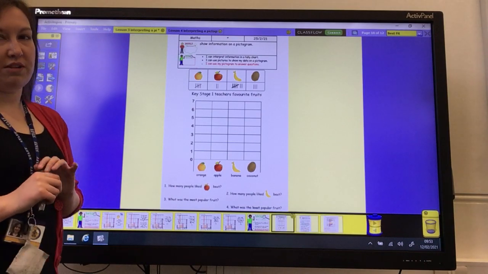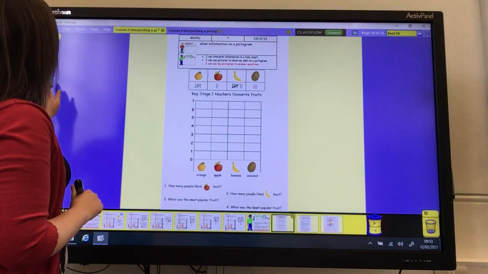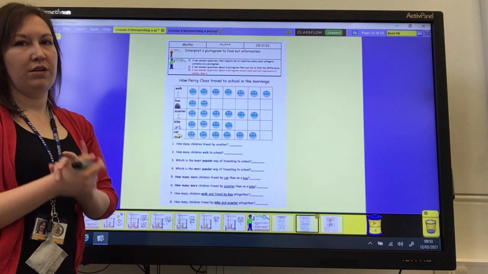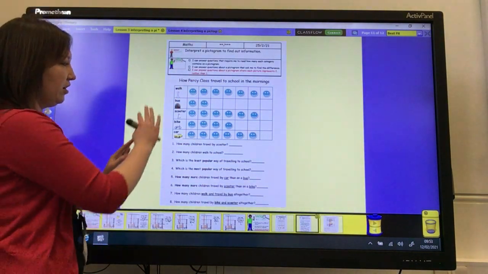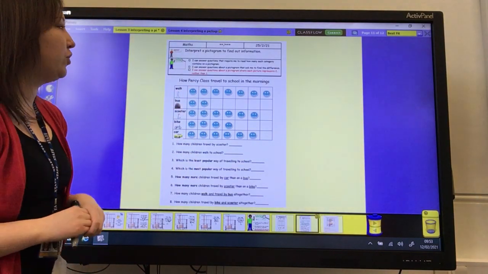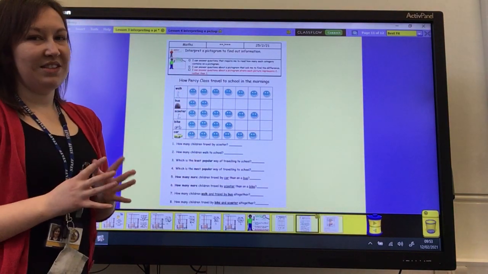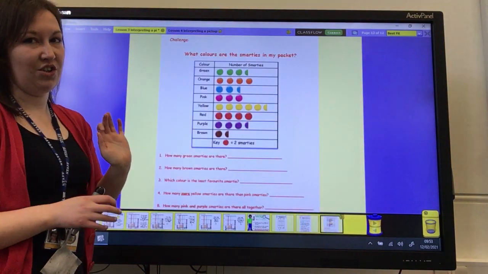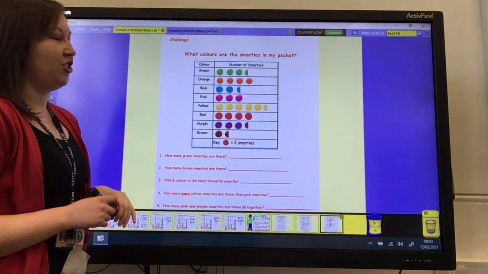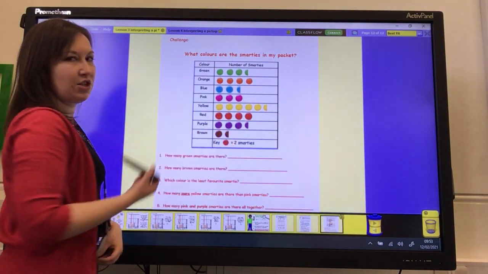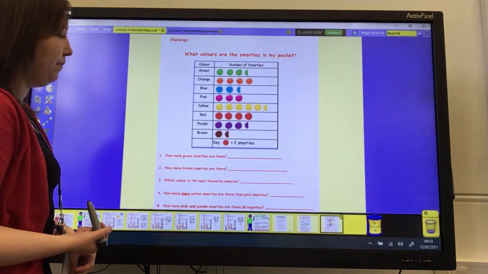Now, children who are doing the main and the challenge sheet today, all of us should be able to do the main activity, where we are answering the questions about Percy class and how they travel to school in the mornings. But some of you might get onto the challenge. And in our challenge today, each dot means 2, okay?